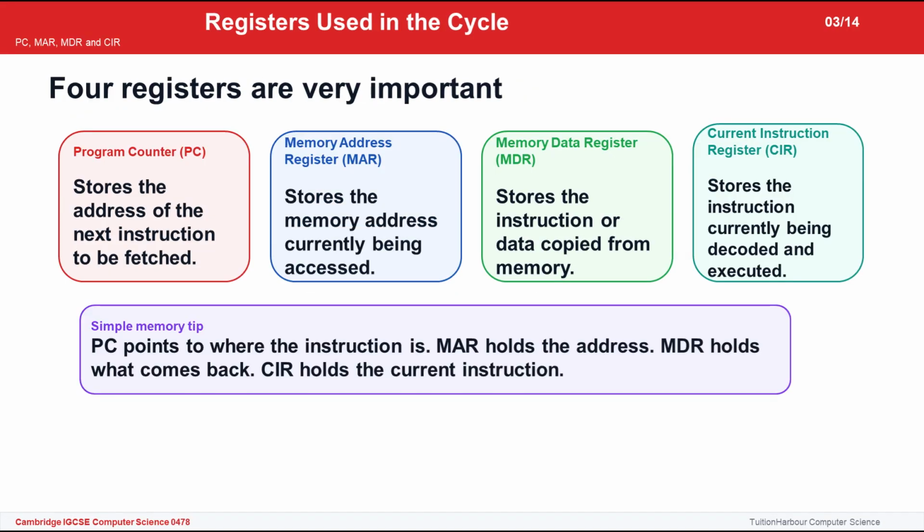Registers used in the cycle. Four registers are important. The program counter stores the address of the next instruction. The MAR stores the address currently being accessed. The MDR stores data or instructions transferred from memory. The CIR stores the current instruction while it is decoded and executed.